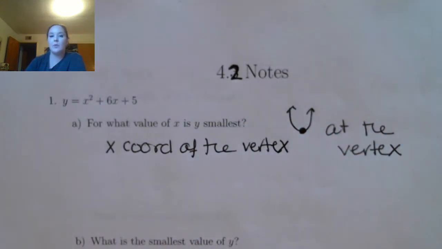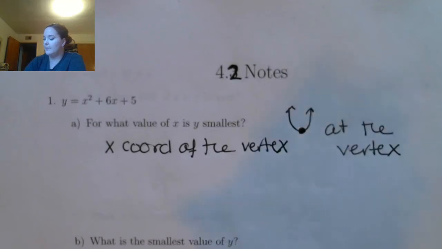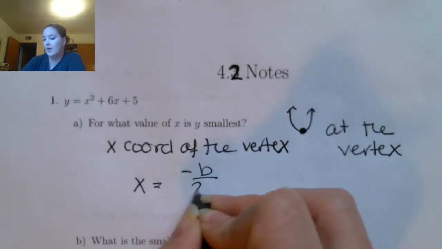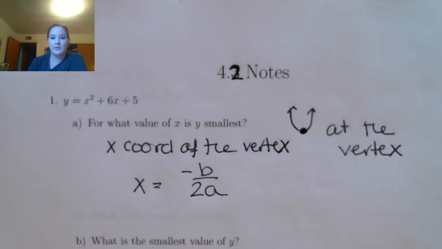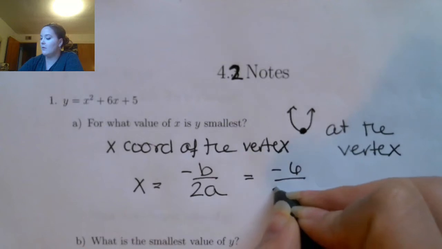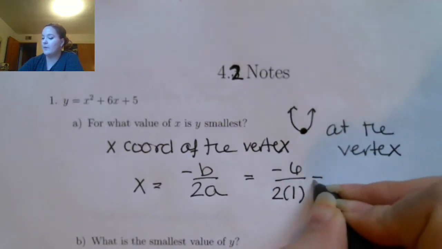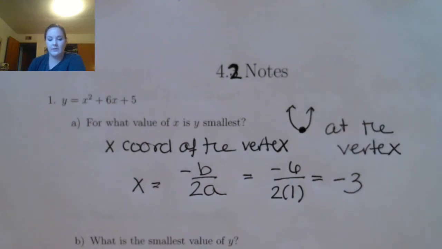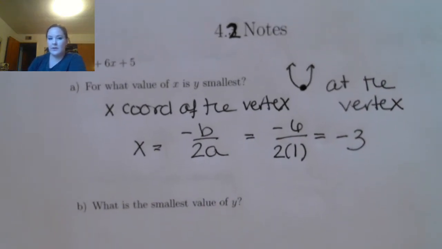We're going to use the minus b over 2a from the previous page that we talked about. For this it's going to be minus 6 over 2 times 1, so this would be negative 3. This is the x-coordinate of the vertex.